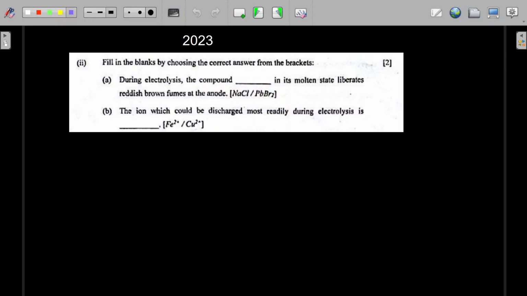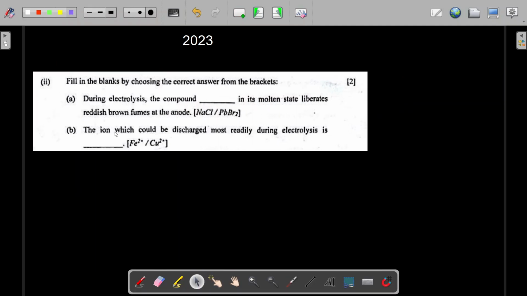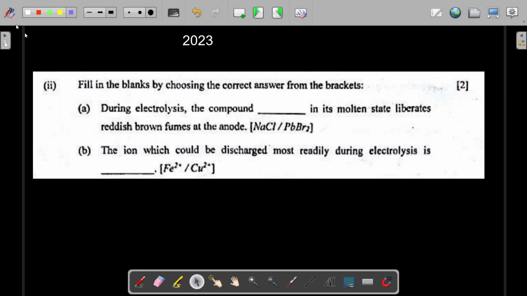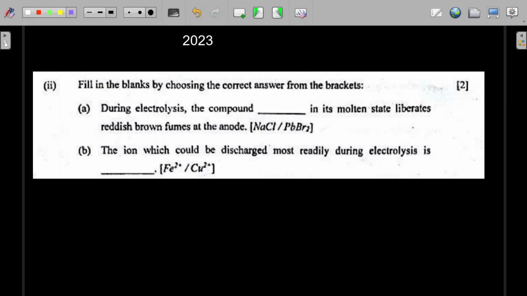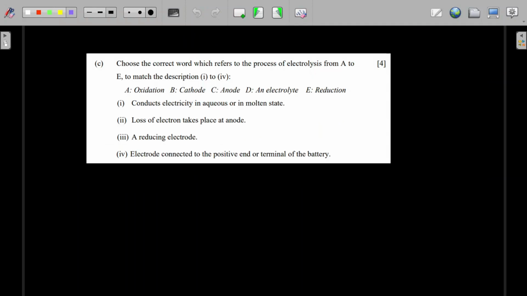2023 question. Dhanish. Yes, so fill in the blank by using electrons during analysis of compound. Second one, B. Reactions check. Copper 2 plus ions. Okay. Discharge.